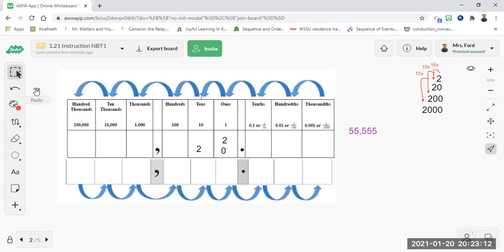So, if you are comparing a smaller place to a larger place, remember, you're increasing by 10. From your ones to your tens place is 10 times larger. From your tens to your hundreds place, it's 10 times larger. From your hundreds to your thousands place, 10 times larger. And your thousands to your 10,000s place is, of course, 10 times larger. Okay?